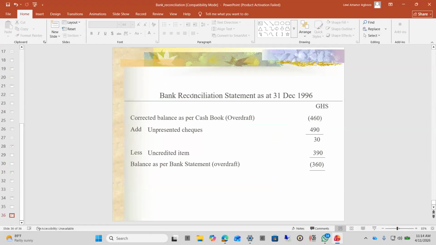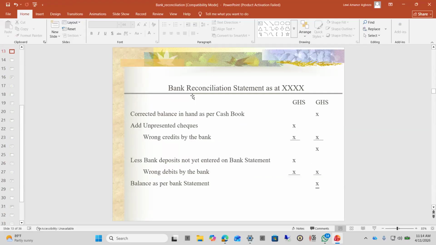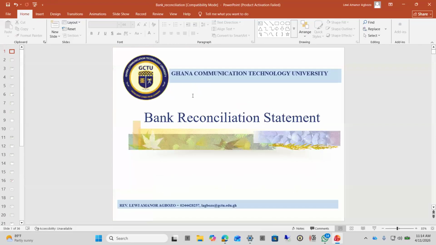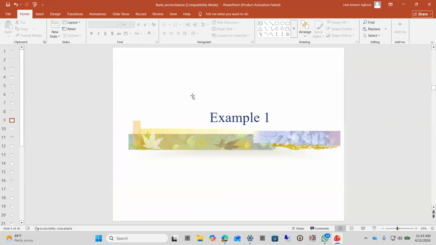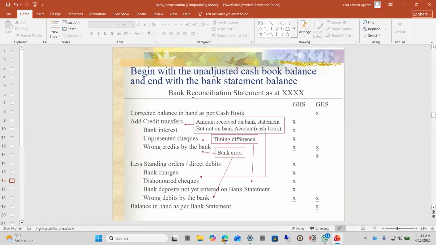I have some examples here you can go through, but when I come, we will look at the rest, beginning with the unadjusted cash book balance. With that one, everything will come into the reconciliation. But with the adjusted cash book, you do the other omitted things inside the adjusted cash book, and then you bring only those that have time difference into the bank statement. Is that okay?